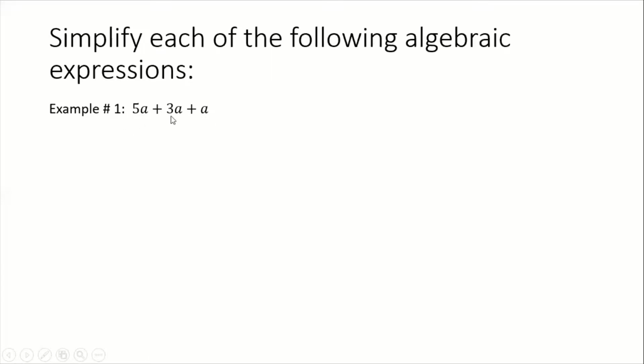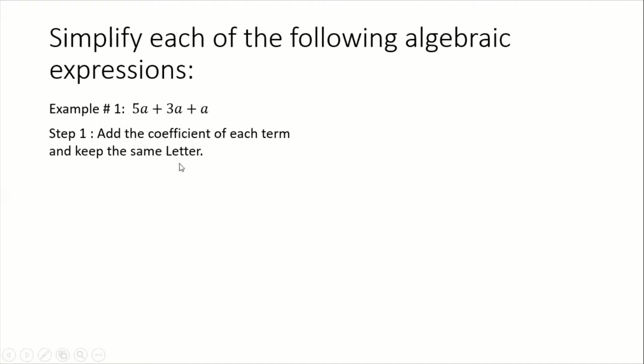So what you're going to do is add up the coefficients and keep the same letter. When you add 5 plus 3, that gives you 8, plus 1 gives you 9. So when you simplify this, it's just going to be 9a. You add the coefficient of each term and keep the same letter. You could put it in a bracket like this: 5 plus 3 plus 1, and put the a on the outside. When you add that up, that gives you 9a. So that's how you combine or simplify like terms.